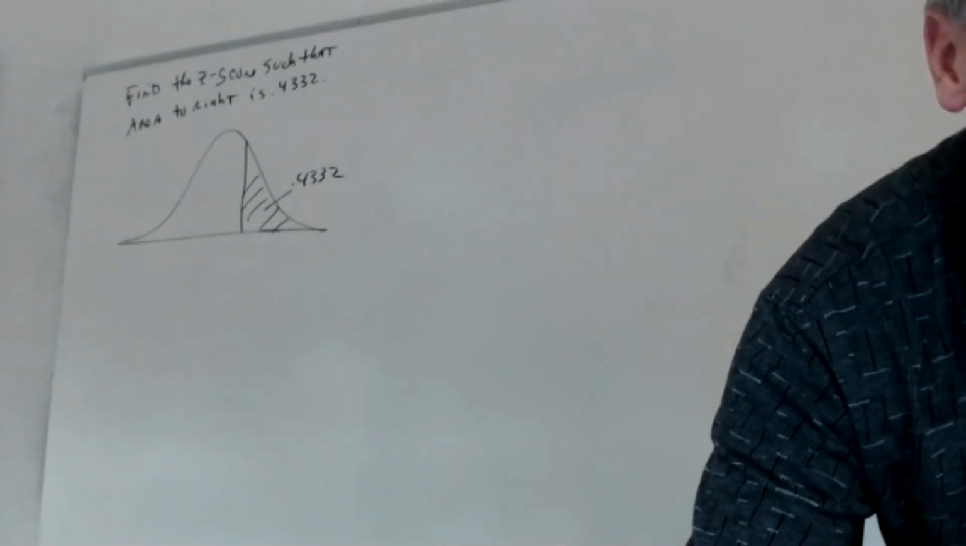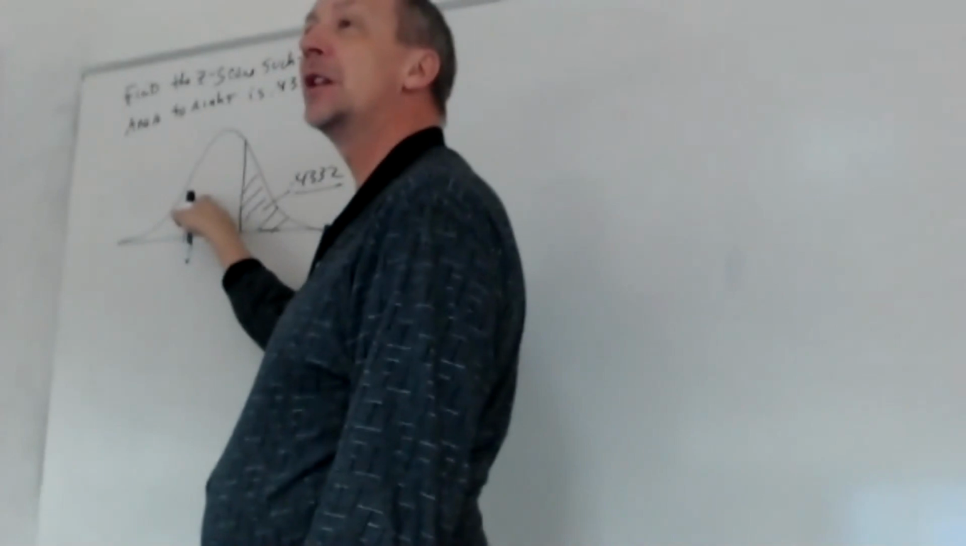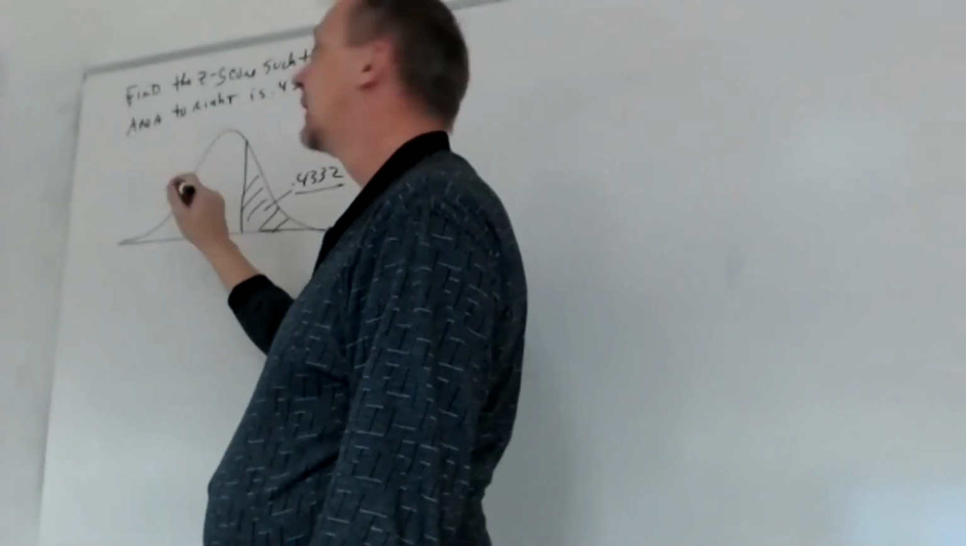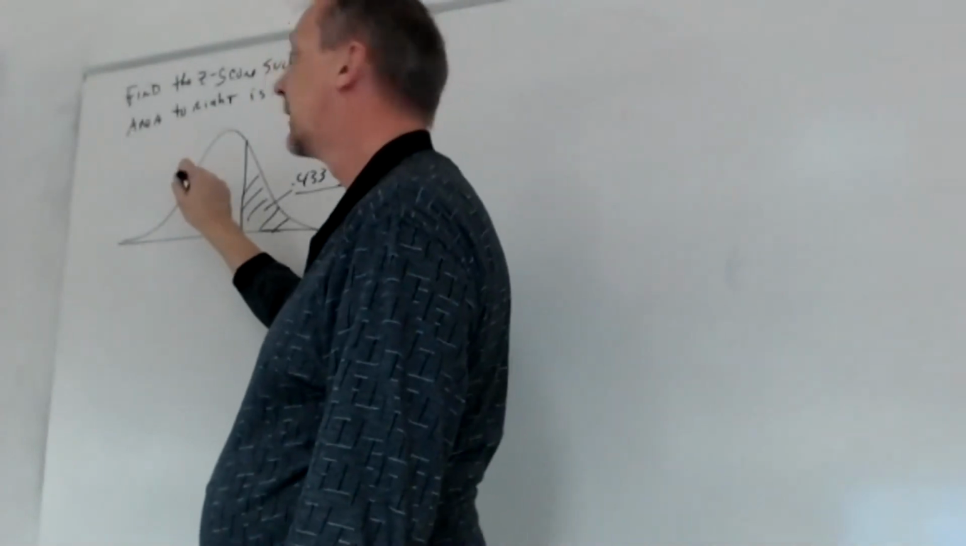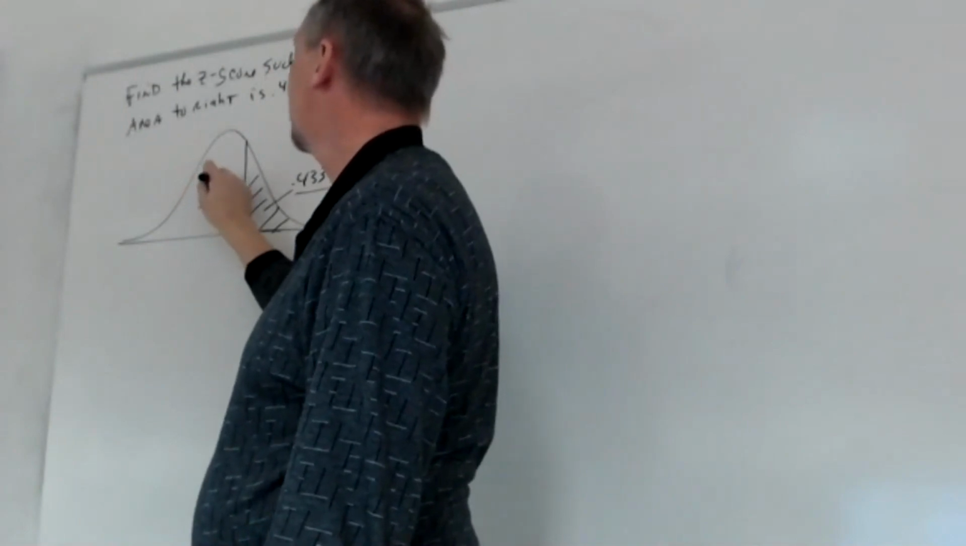So we've got our picture here. Just remember, look at this picture here. It tells you the area to the left. I'm asking you for the area to the right. So if 0.4332 is to the right, what is to the left? I think it's 0.5668, right?